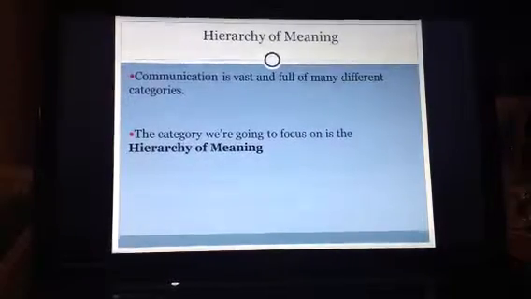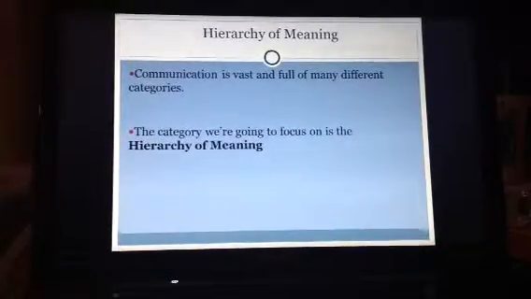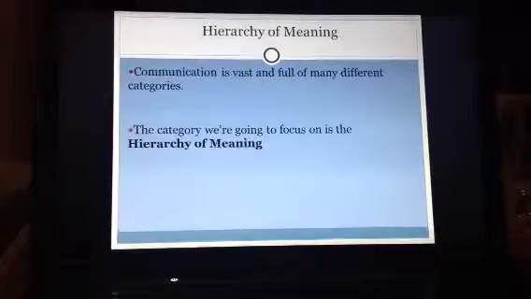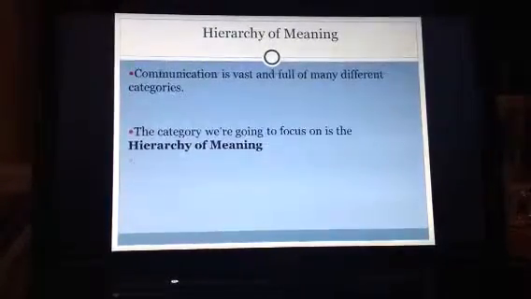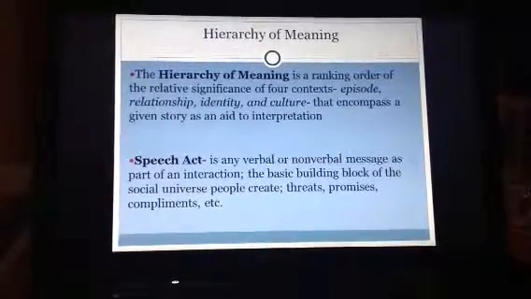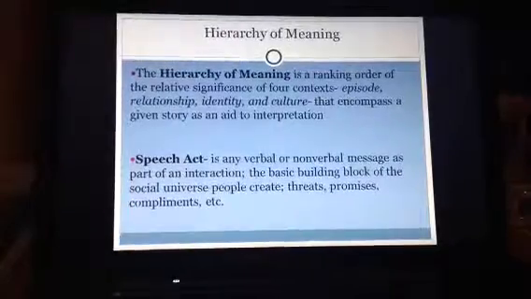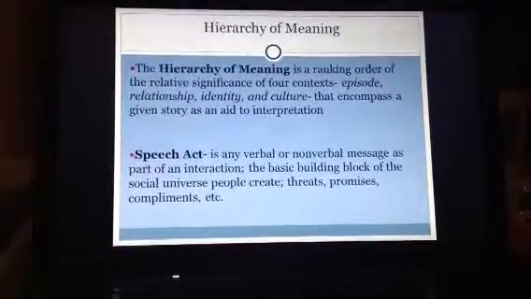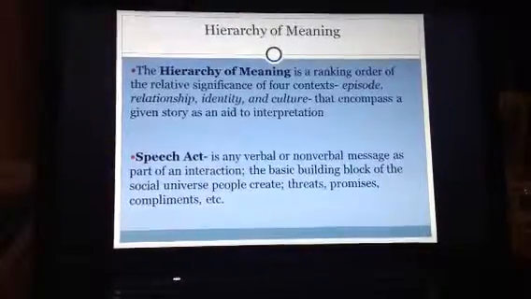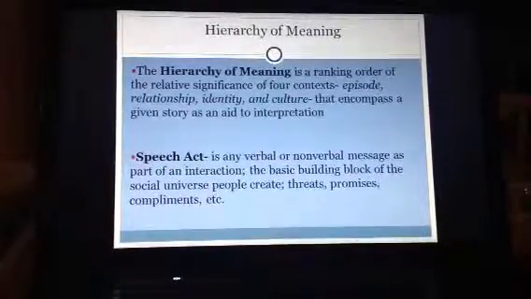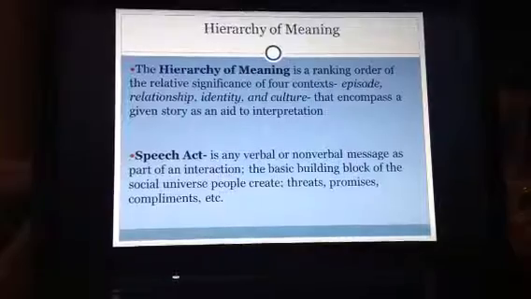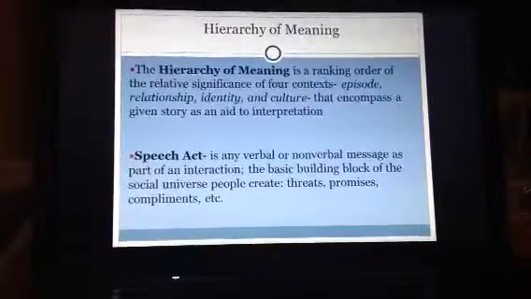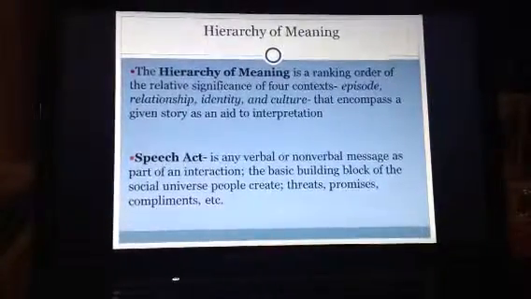Communication is vast and full of many different categories, and the category we're going to focus on is the hierarchy of meaning. The hierarchy of meaning is a ranking order of relative significance of four contexts, which are episode, relationship, identity, and culture. That encompasses a given story and is an aid to interpretation, which just means that, depending on the situation, it depends on how important each one is to you.